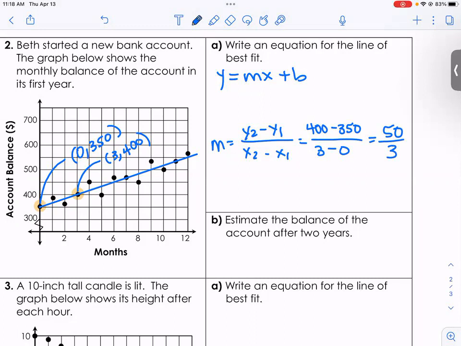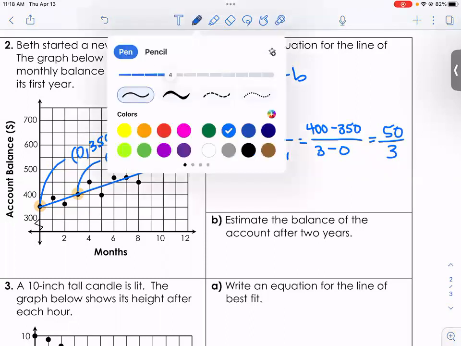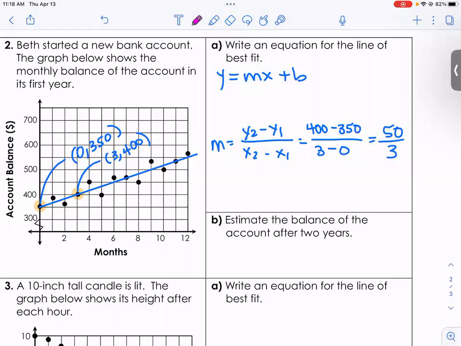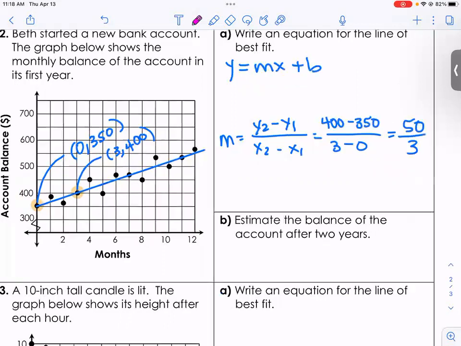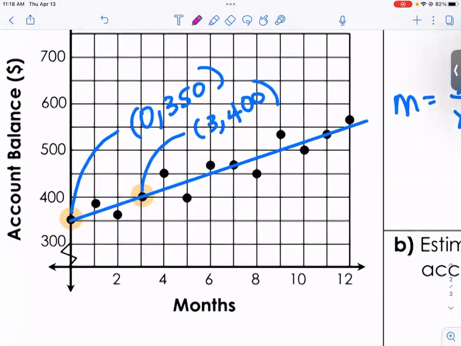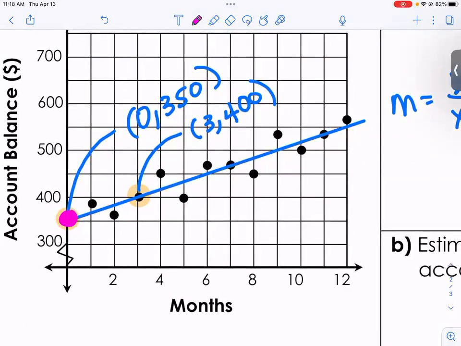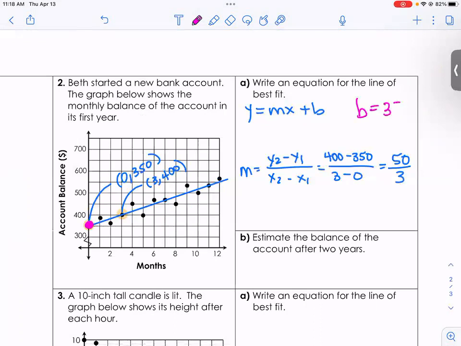I don't know where to go. Okay, you've done the hardest part. What's our y-intercept? Here's our y-axis. Where is it catching the y-axis? Right there, right? Okay, so b is 350. Now we have y equals mx plus b.